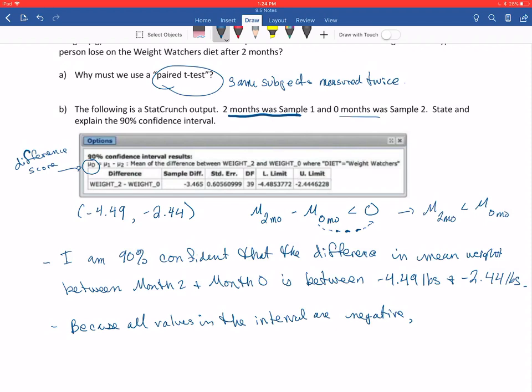Now I finally think we've got this written and structured in a way that would make sense to your average person. So because all these values are negative, what we are knowing is that on average, weight loss is happening. Or on average, weight at 2 months is lower than weight at 0 months.